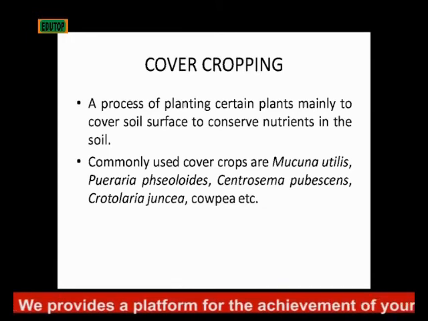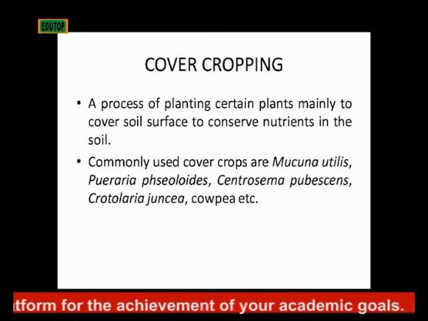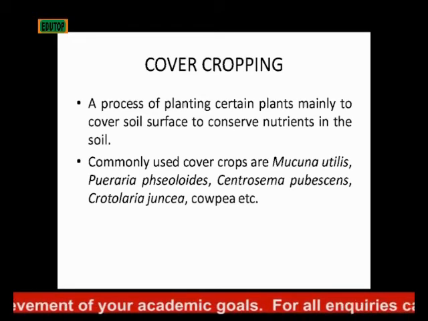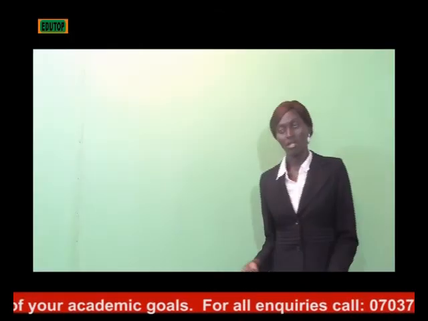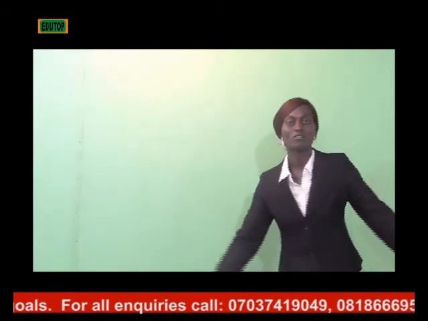So commonly used cover crops we have the mucuna, Pueraria, Centrosema pubescens, Crotalaria, and cowpea. Your beans is a leguminous plant. So they are the ones that you plant to cover the surface. They spread on the surface of the soil. So they prevent erosion, prevent attack of sunlight. So they cover the soil and help to prevent leaching.